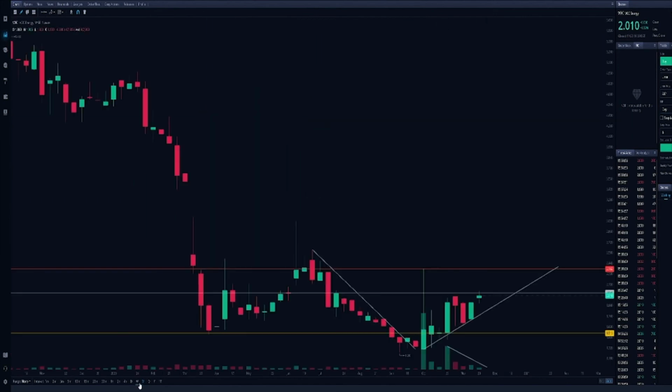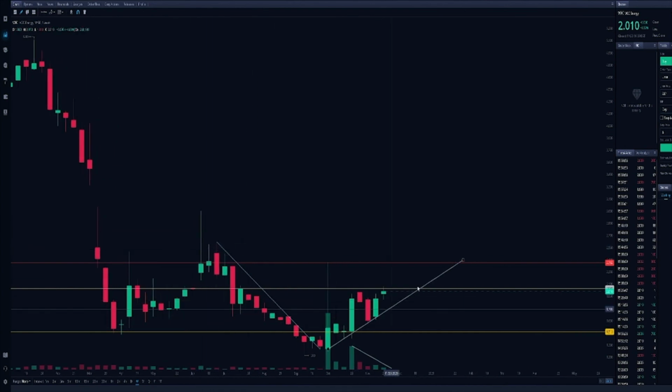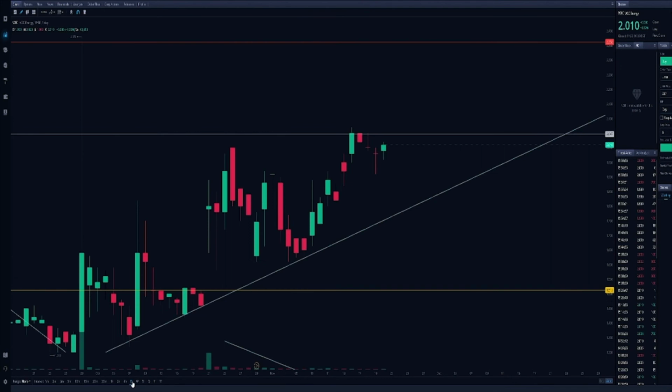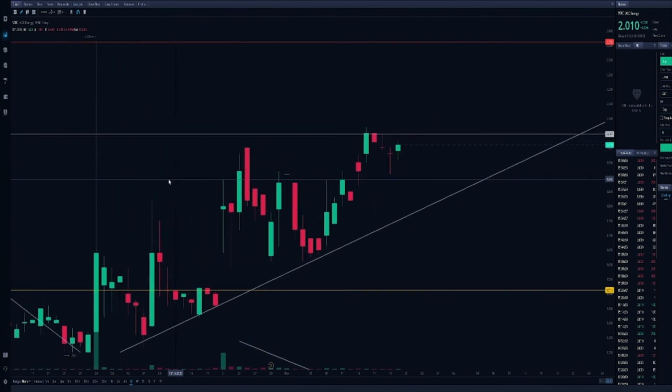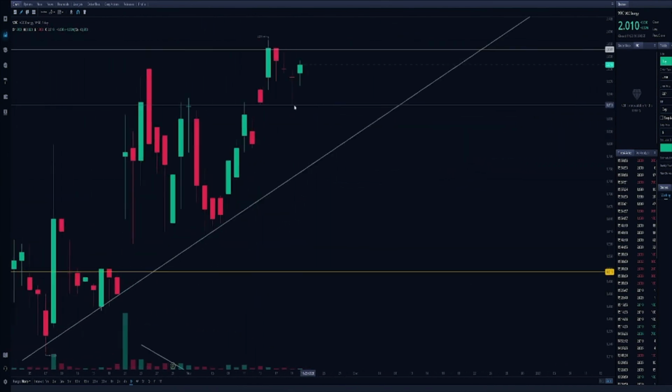So now, let's say we're trying to get an entry point. Well, we're going to go even lower. We know it's already on an uptrend, but this could be a fake uptrend. So how do we understand that? We go more into the daily, and we start seeing that my trend line is following through.